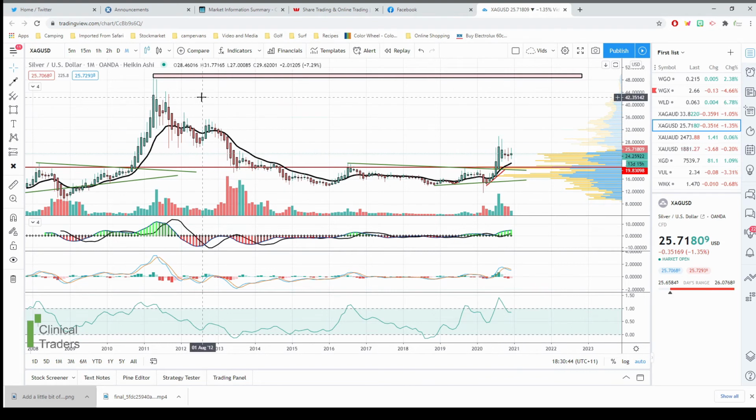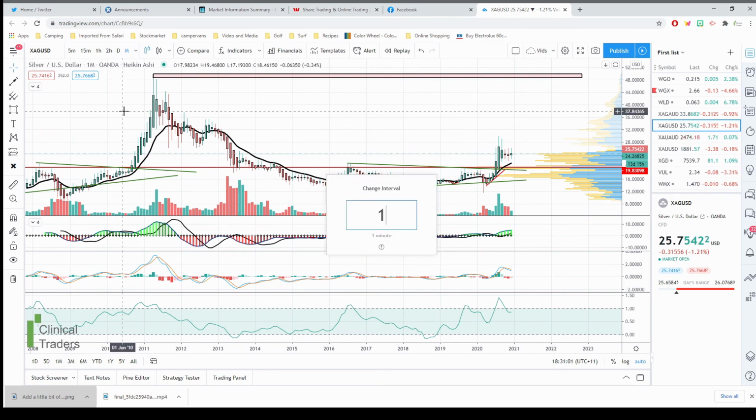When I go down to the smaller time frame, you'll get a bit of an idea about what I'm expecting, or what I'm seeing happen literally in the last week or so, which does have me quite bullish on the price of silver. And I think gold will follow. Okay, so we'll go down to the weekly.